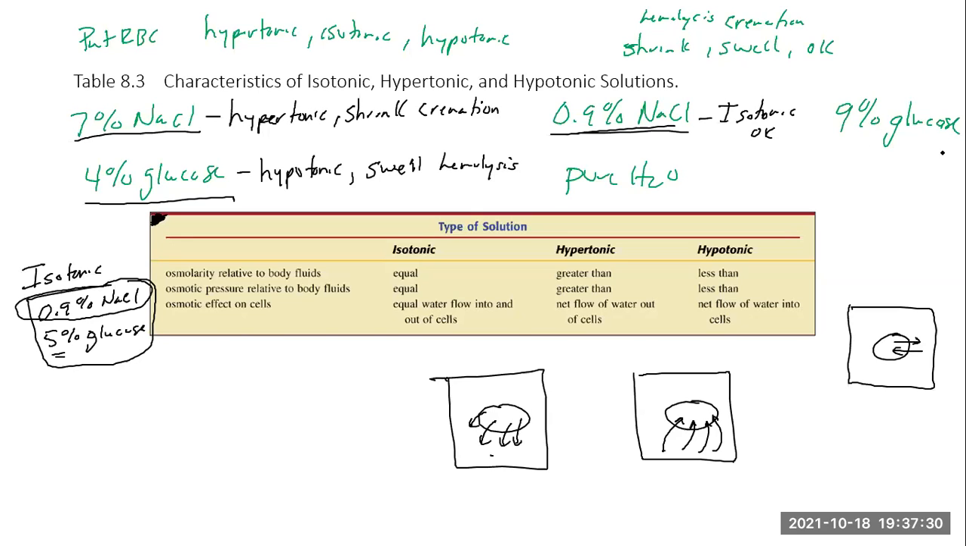We have a 9% glucose. So 9 is obviously greater than 5, which means this is a hypertonic solution. Hypertonic means greater than. So again, that means outside is greater than, which is this situation here, hyper. That again means that the cell will try to basically dilute down the outside, and we would expect to see the cell start to shrink and go through crenation.